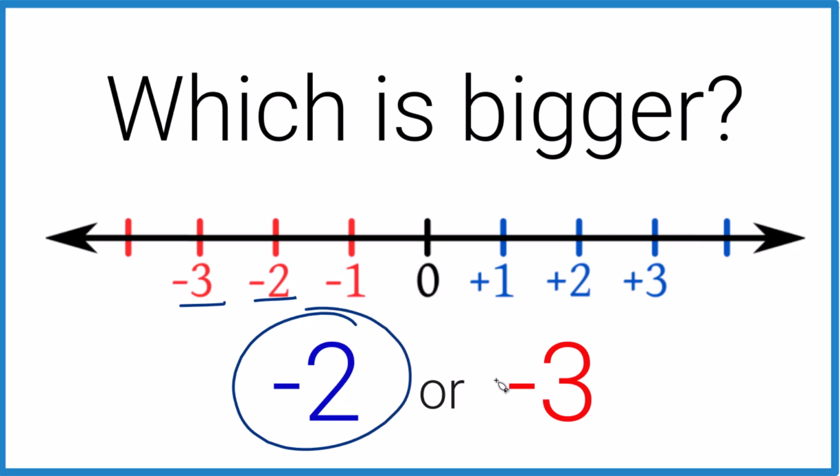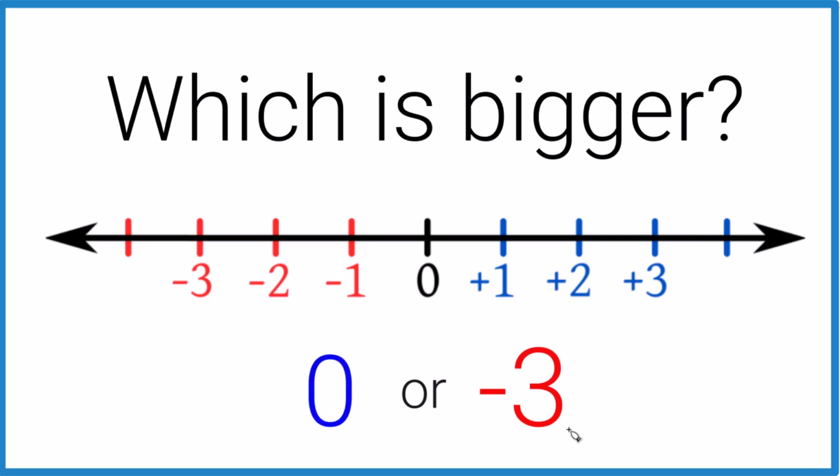All right, let's try a little bit of a tricky one. Pause and see if you can do this one. So 0, that's where we go from negative to positive. So 0 is closer to positive. 0 is going to be greater than -3.